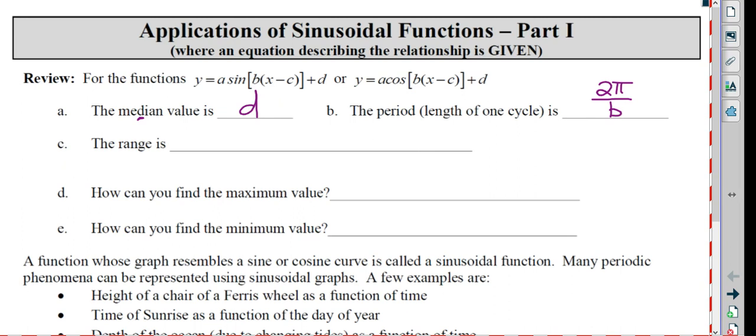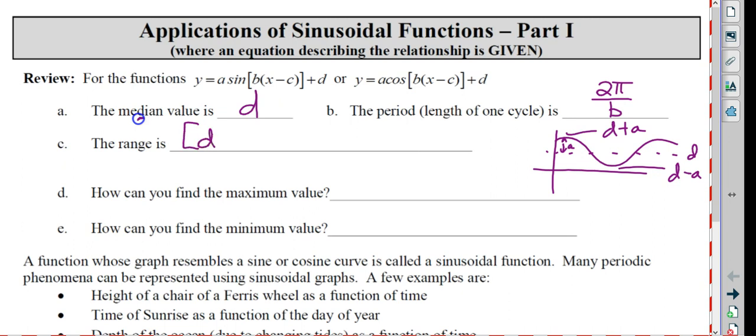So if you sketch this out a little bit, right? That's B. So that's B. That's A. So this value here is D minus A, and this value here is D plus A. So the range will be from D minus A to D plus A, right? Square brackets, it includes.